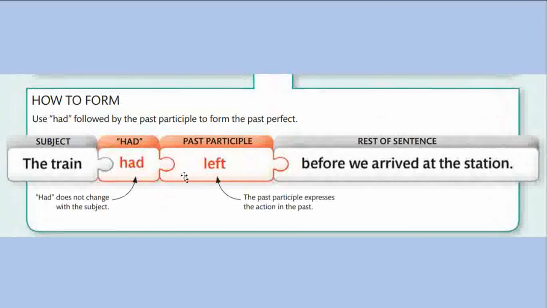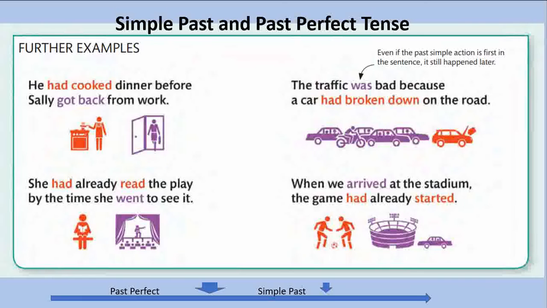This is in the past tense definitely. Only then the tense is past perfect tense. Now let us see the certain construction that we have just seen, the two tenses, simple past and past perfect tense. He had cooked dinner before Sally got back from home.